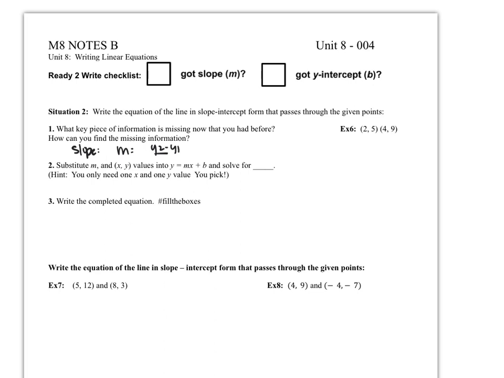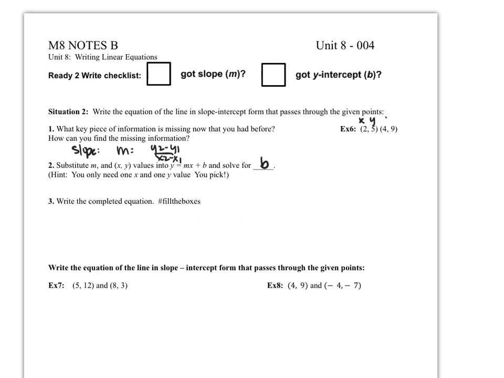M equals y2 minus y1 over x2 minus x1. Then I'm going to substitute in, just like I just did, the m, the x, and the y, and solve for b. The only difference is that I'm able to pick which of the two ordered pairs I want to use to replace x and y with. So let's start with our subtraction fraction.